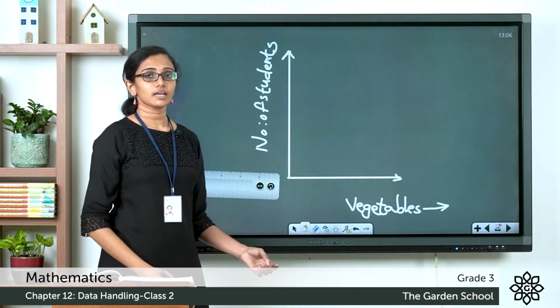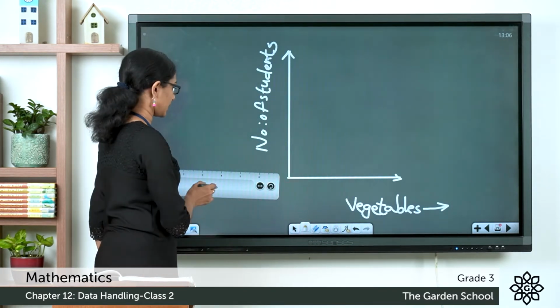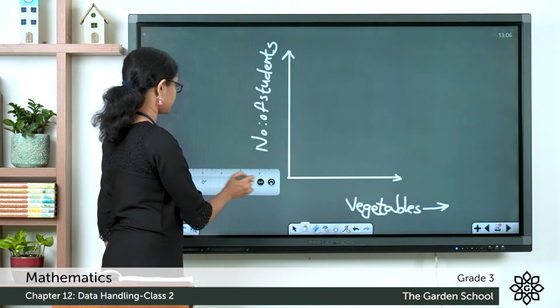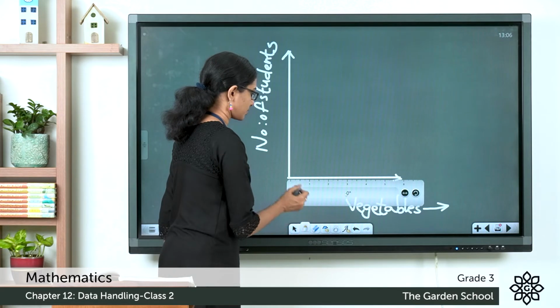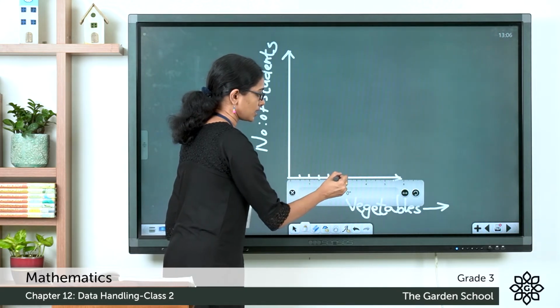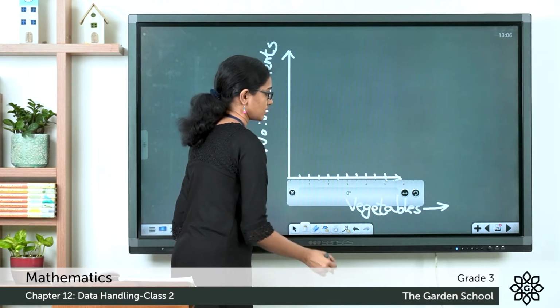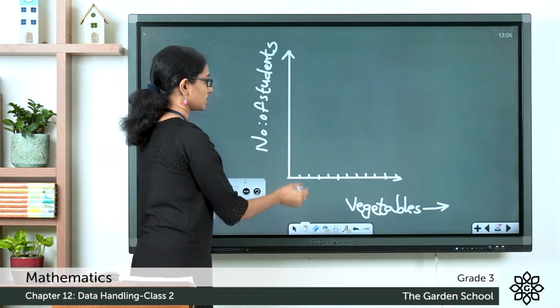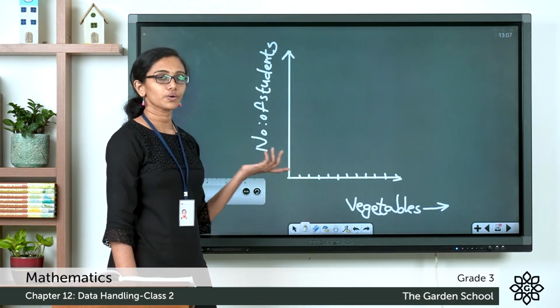Now you have to mark equal divisions both on the horizontal and vertical line. So using your ruler, you have to mark equal divisions. So I'm going to mark equal divisions on the horizontal line, or the horizontal axis, first. Then let's write the names of vegetables as labels on the horizontal line.